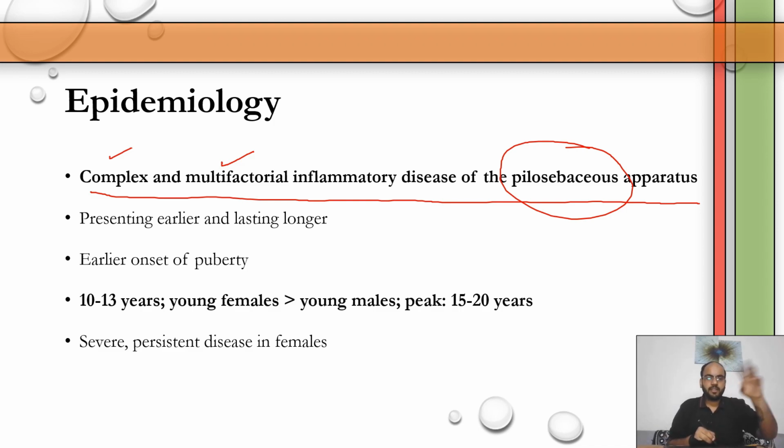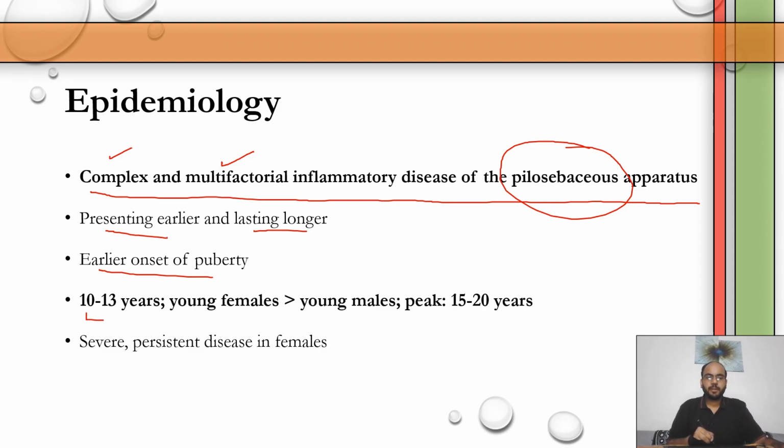Now, as far as epidemiology is concerned, acne is now presenting earlier and lasting longer. Most of the time, we have patients developing acne after 30 years of age, or patients who have started developing acne at the age of 10. So the duration of acne vulgaris is now spreading over a lot of years. Mostly it is said that because of earlier onset of puberty in children nowadays, as the generation is advancing, the onset of puberty is earlier.